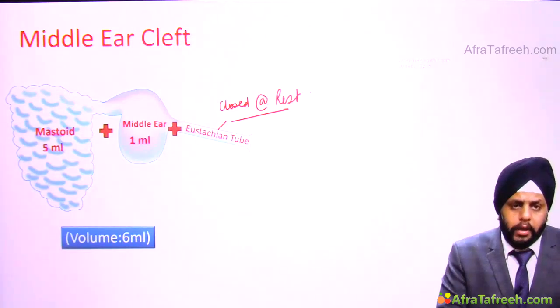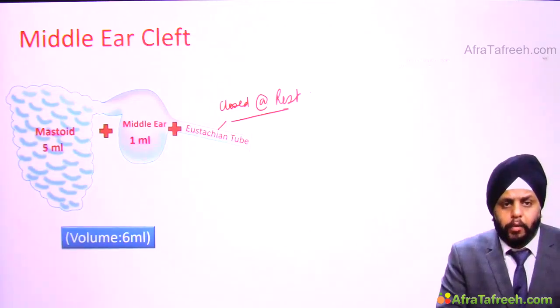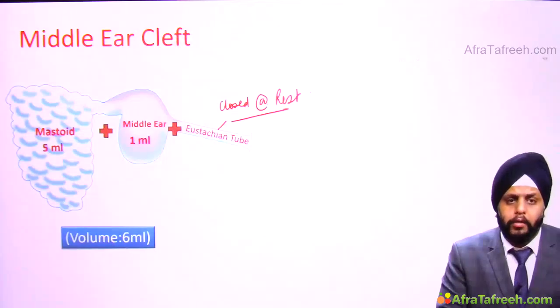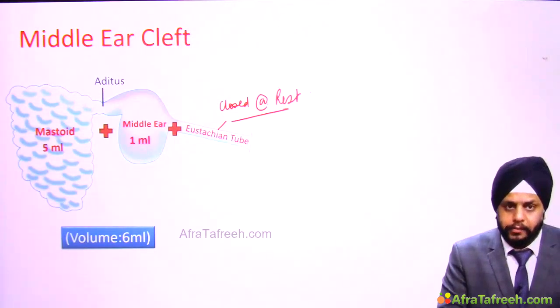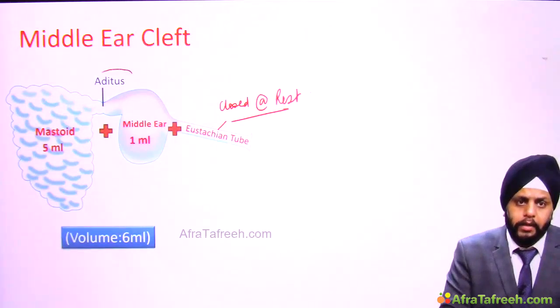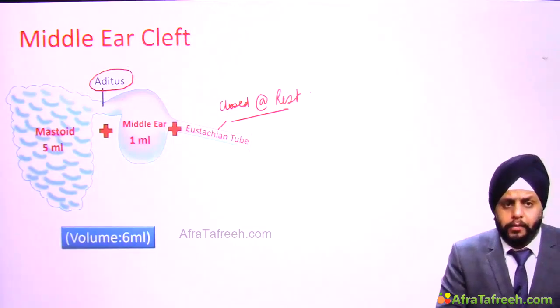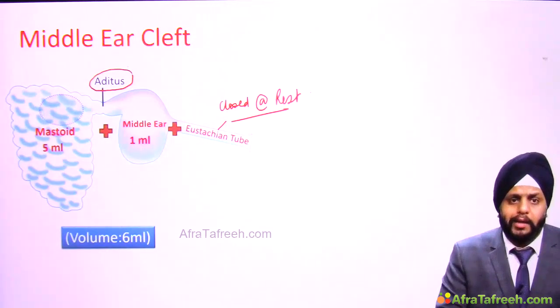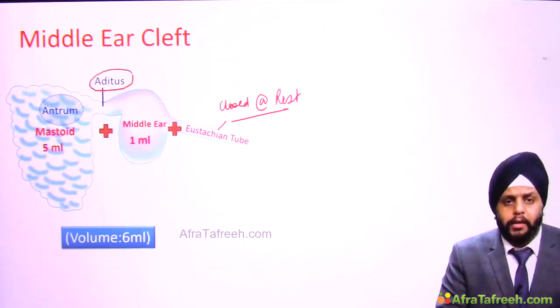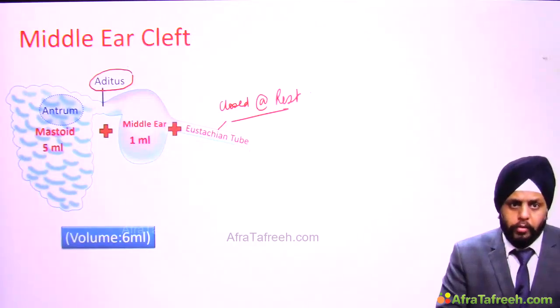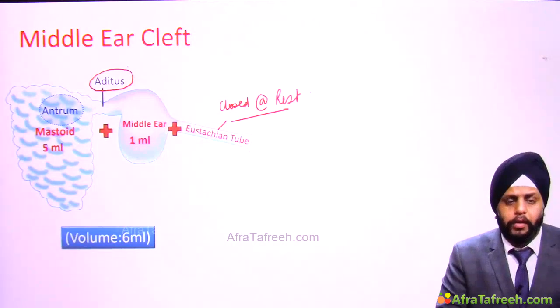Now you can see over here the middle ear is communicating to mastoid with an opening. This opening is known as aditus. So aditus is the opening between the middle ear and the mastoid. Anything else that is important over here? Remember the largest air cell of mastoid, that's known as mastoid antrum. You see this aditus is actually opening into the mastoid antrum.